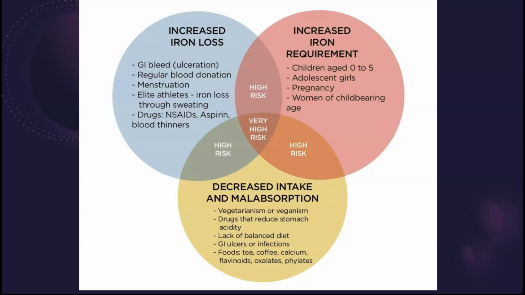Increased iron loss. So patients who maybe have a slow GI bleed due to diverticulitis or an ulcer or whatever, people who regularly donate blood, NSAID use, aspirin use. Okay, so anybody who is a cardiac patient, right, who takes aspirin on a regular basis or blood thinners on a regular basis might have an increased loss of iron.